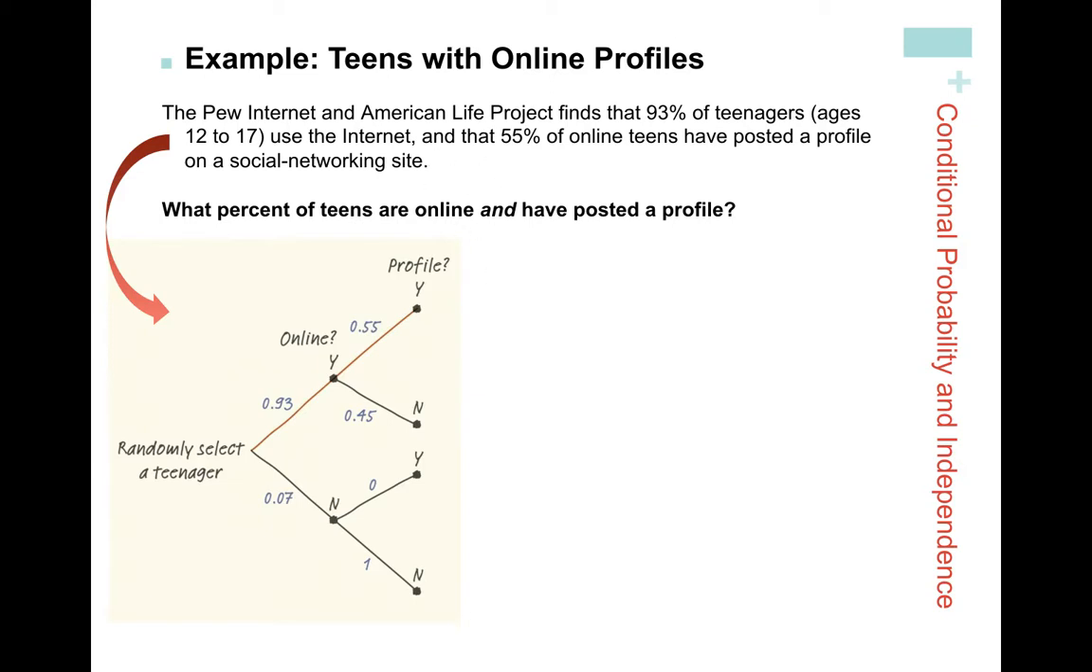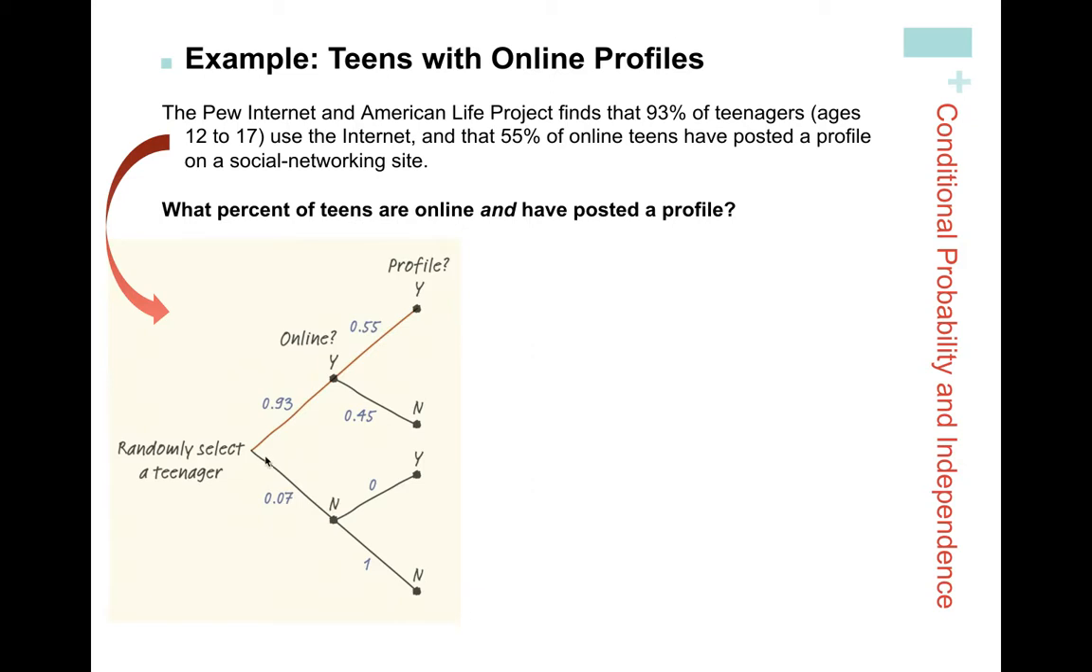So we find that 93% of teenagers from ages 12 to 17 use the internet, and that 55% of online teens have posted a profile on a social networking site. So the question of interest is, what percent of teens are online and have posted a profile? Here is the tree diagram. Out of all teenagers, we're going to randomly select one teenager, and see: is this particular teenager online or not online?